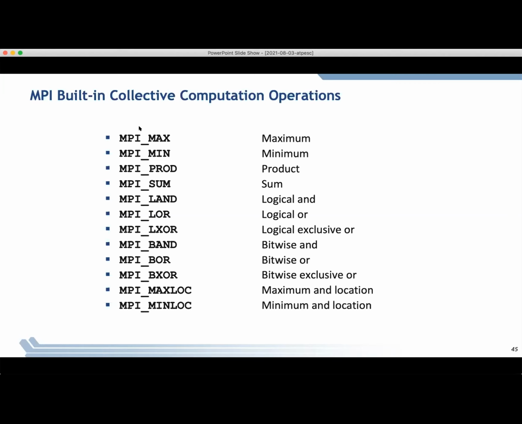These are the built-in computation operations supported by the collective computation APIs. We have simple ones: max, min, product, sum. You can do logical AND, logical OR, as well as bitwise logical operations. And these bottom ones are a little bit more complex. You're doing the max, but in addition to the maximum integer value in a collective, you get back both the maximum value and the location of the maximum value. That'll be the rank of the process that holds the maximum or minimum value in this case. It's a little more complex, but it's a pattern many applications have, so MPI decided it was worth standardizing and providing in a built-in manner.